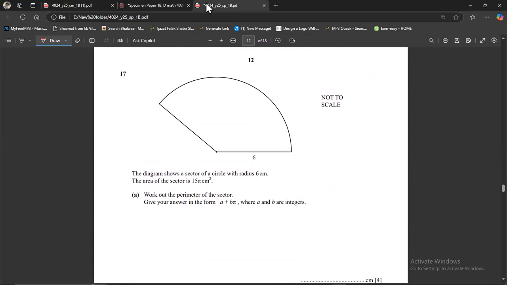So we are on question number 17. It's a 4-mark question. The diagram shows the sector of a circle with the radius 6 centimeter. The area of the sector is 15 pi centimeter square. The area of this sector is given. Work out the perimeter of the sector. Give your answer in the form a plus b pi, where a and b are integers.